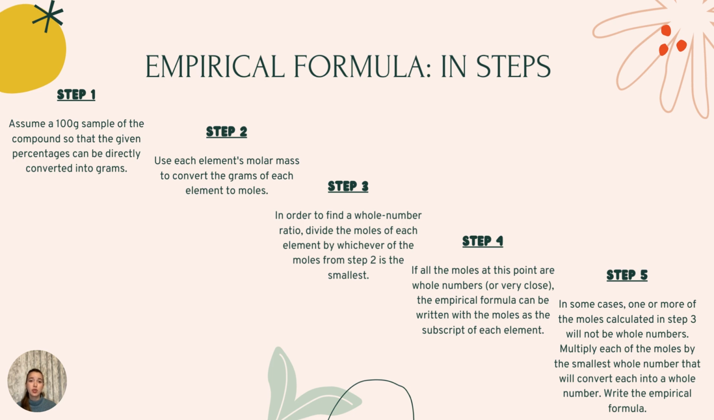But what steps do we have to follow to determine the empirical formula? The first one is step 1, where we have to assume a 100-gram sample of the compound so that the given percentages can be directly converted into grams. Then in step 2, we use each element's molar mass to convert the grams of each element to moles.